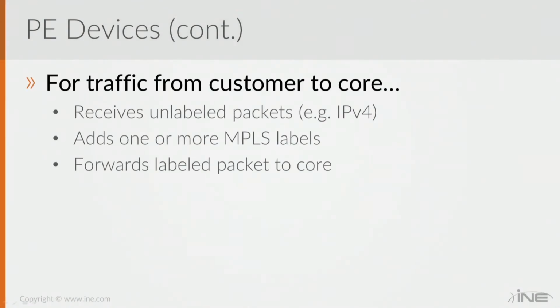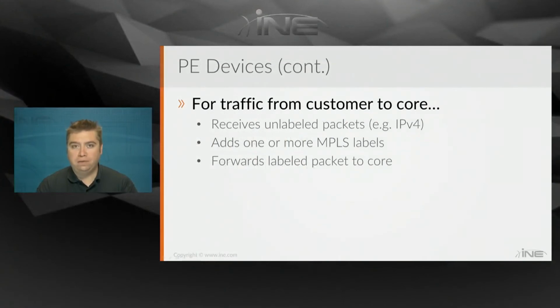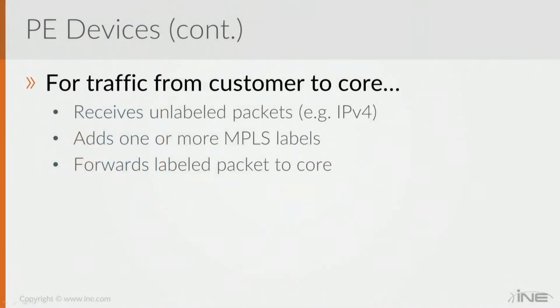Now, for traffic inbound that is received from the customer and going towards the core, we're going to be receiving unlabeled packets, whether these are native IPv4, native IPv6, or some sort of layer 2 payload like Ethernet. We're going to do an ingress routing lookup or an ingress switching lookup if we're doing layer 2 VPN, and we're going to be adding one or more MPLS labels and then forwarding this packet towards the core.